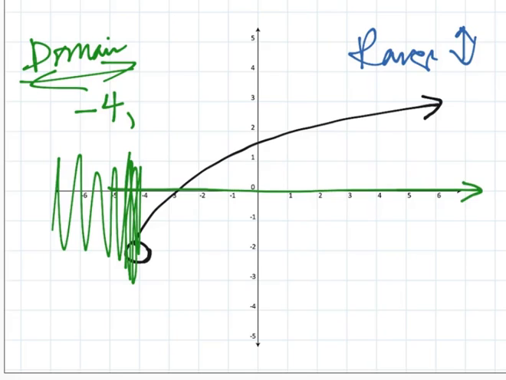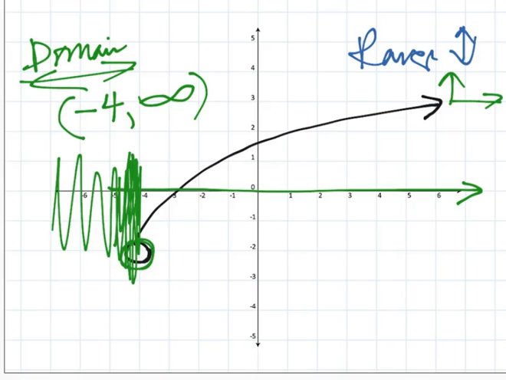Now if you notice, this goes forever. This keeps going forever that way and forever up. So how do I say forever? Well, that's an infinity sign. Do you ever get to infinity? No, so that's a parentheses. What about this -4 right here? Well, this open circle tells me I cannot use that as a solution. -4 is not a solution. So to tell people it's not a solution, I put a parentheses.